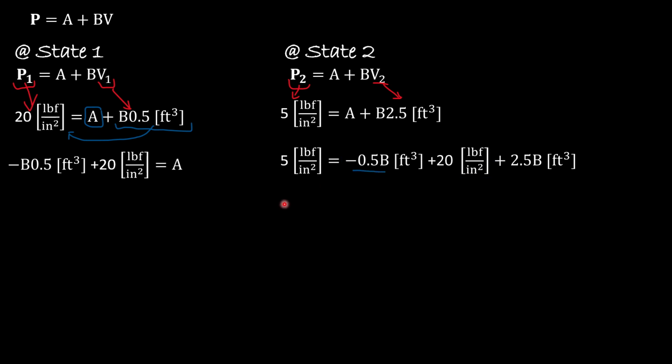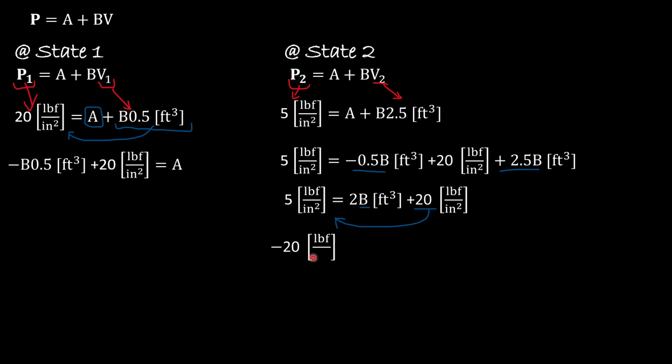All right. So now we have this minus 0.5 B and plus 2.5 B. So we will add these two, and it will give us 2B feet cubed plus 20 pound force per inch squared. So now we will move 20 to the other side of the equation to solve for B. So we get minus 20 pound force per inch squared plus 5. They have the same units, equal to 2B.